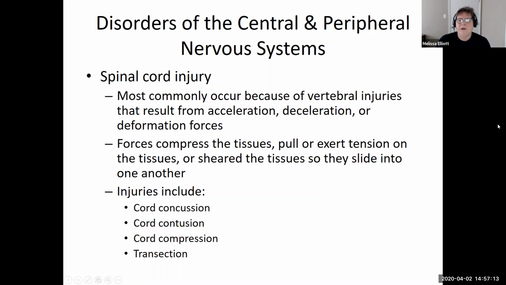This recording will be relatively short. This one is over spinal cord injury.